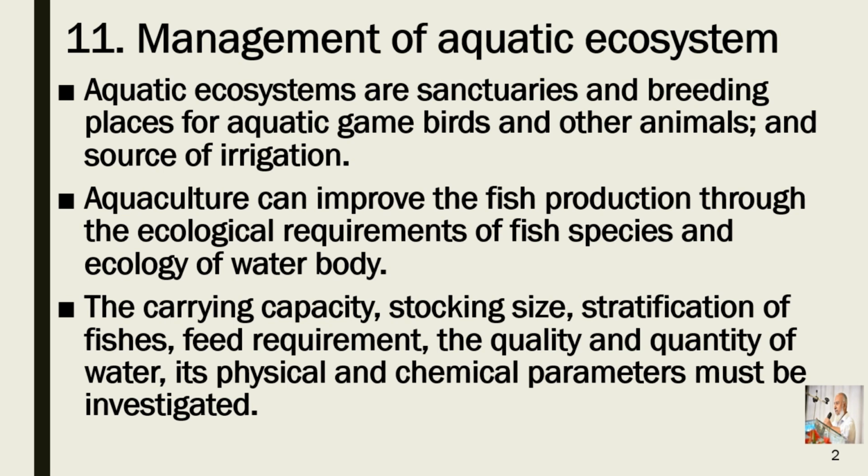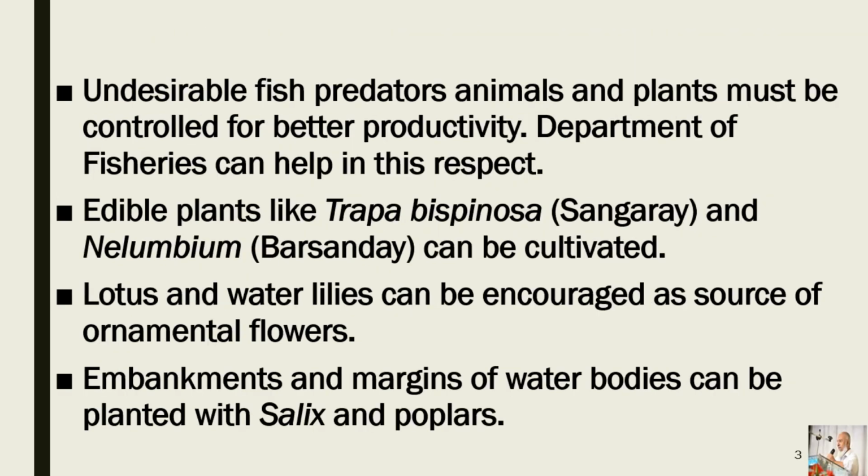Aquatic ecosystems are sanctuaries and breeding places for aquatic game birds and other animals, and a source of irrigation. Aquaculture can improve fish production through the ecological requirements of fish species and the ecology of the water body. The carrying capacity, stocking size, stratification of the fishes, feed requirement, the quality and quantity of the water, and its physical and chemical parameters must be investigated.